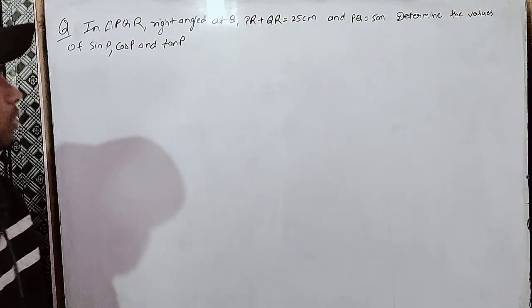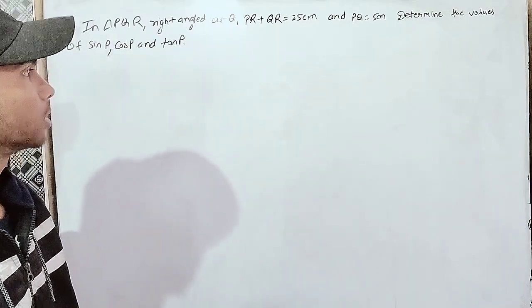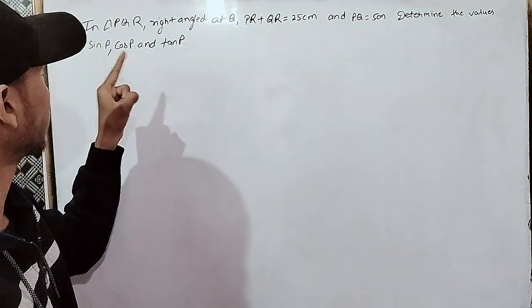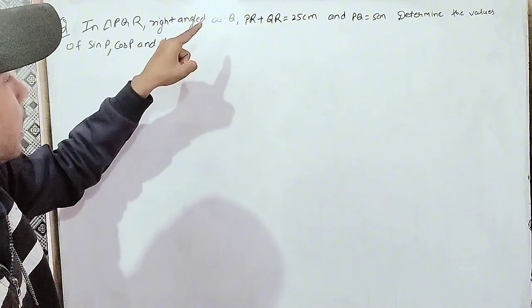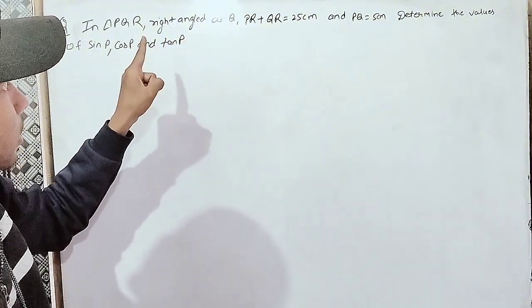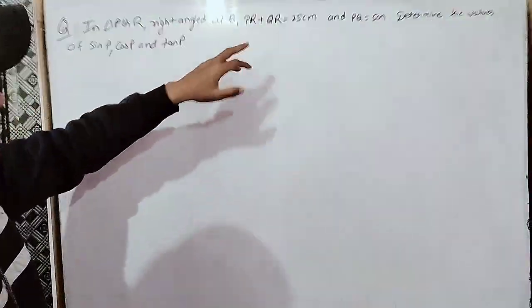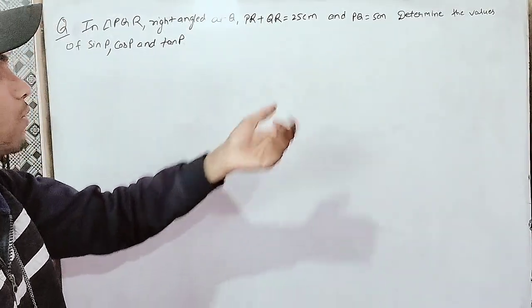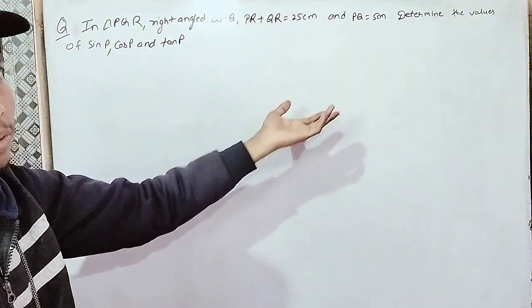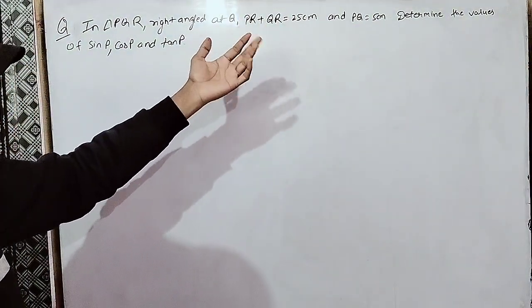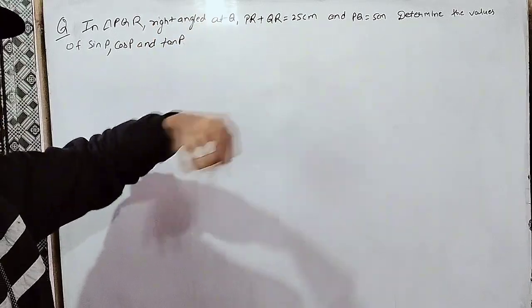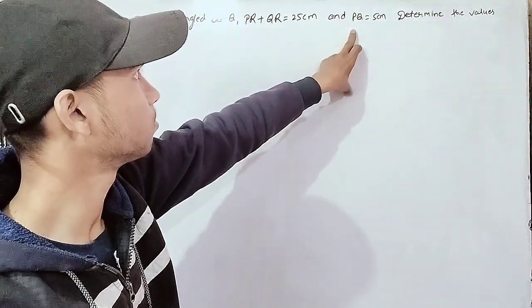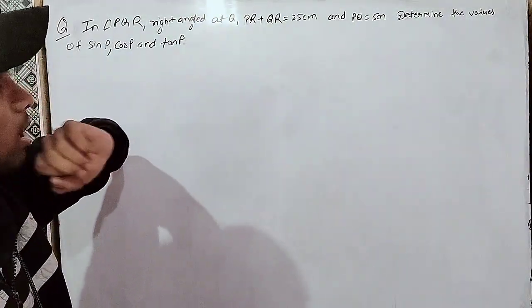So here, first of all, you have to read the question. You have a triangle PQR with a right angle at Q, not at P, not at R, but at Q. The sum of the two sides is 25 centimeter, but we don't have the exact value of PR and QR. How will we solve it? The value of PQ is 5 centimeter. Determine the values of sin P, cos P, and tan P.